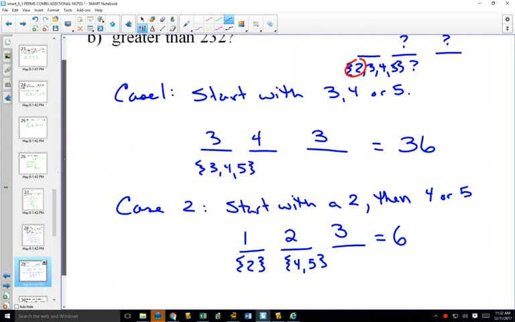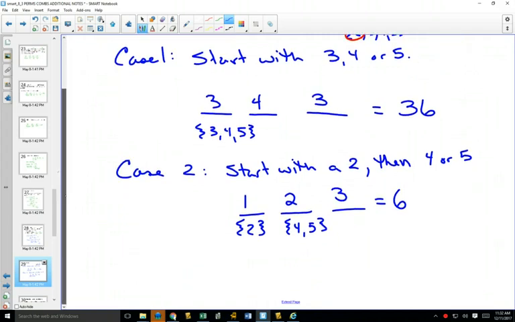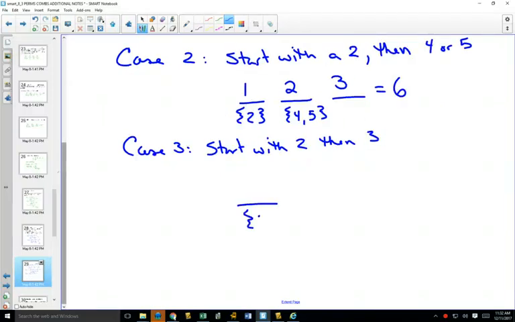What haven't I counted? The 30 range. My numbers in the 230s. So case 3, start with your 2, 1 choice, then a 3, 1 choice, and then in order to be larger than 232, how many choices do you have here? 2. Only 4 and 5.